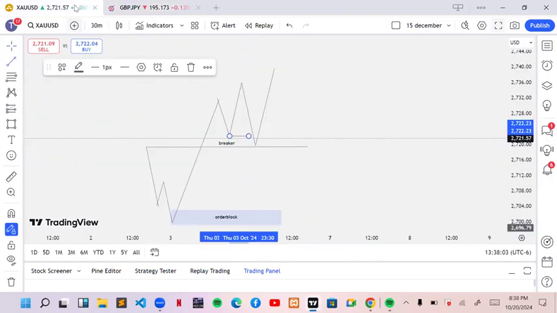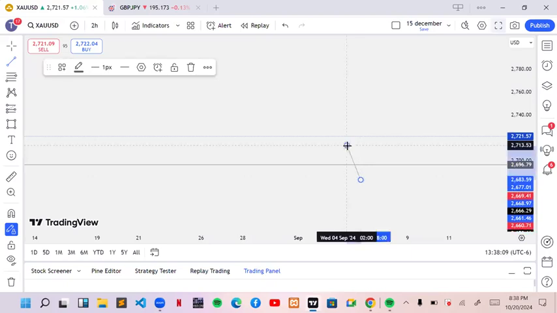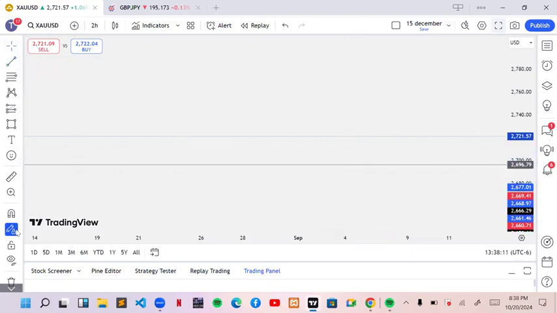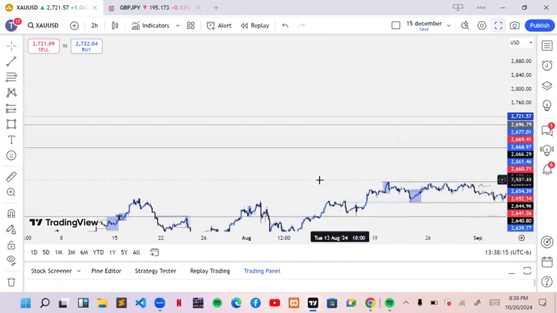I want to go to gold. I think on 1 hour time frame, breaker block entries will be here. I don't see it. I will look for the old charts.